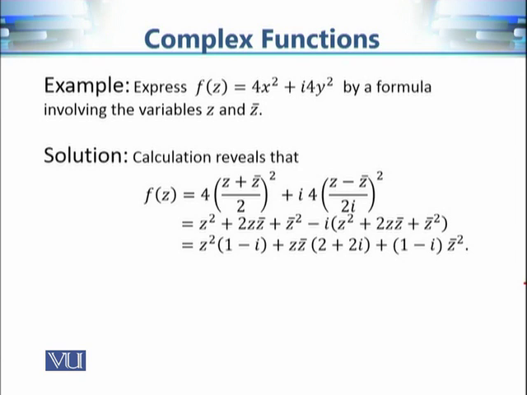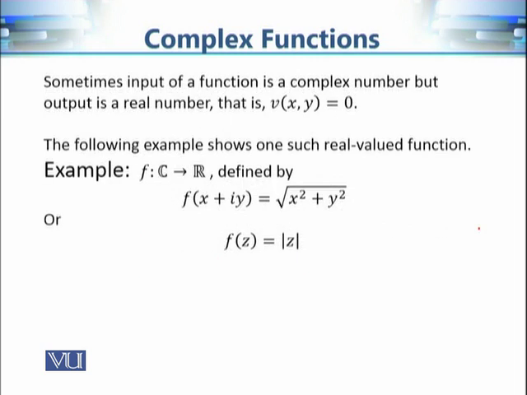Hence the function was given in the form u of xy plus iota v of xy, and we converted it into a function f of z. Of course it is the same function, but the form is now different. Now the form of the function involves only z and z conjugate.